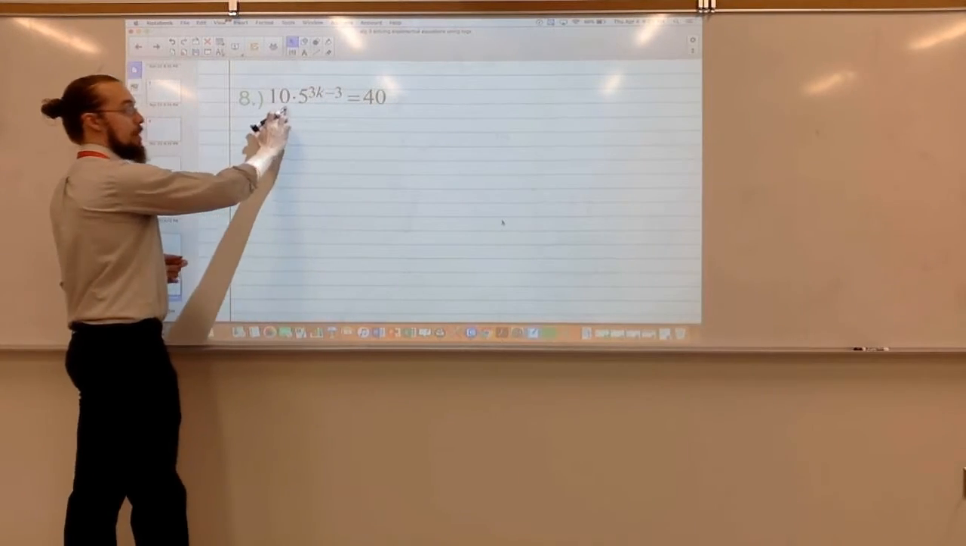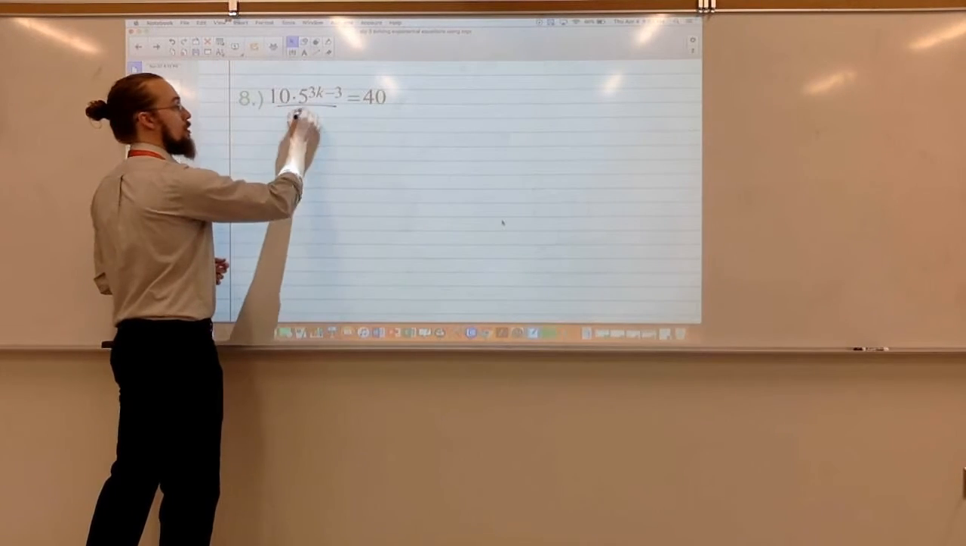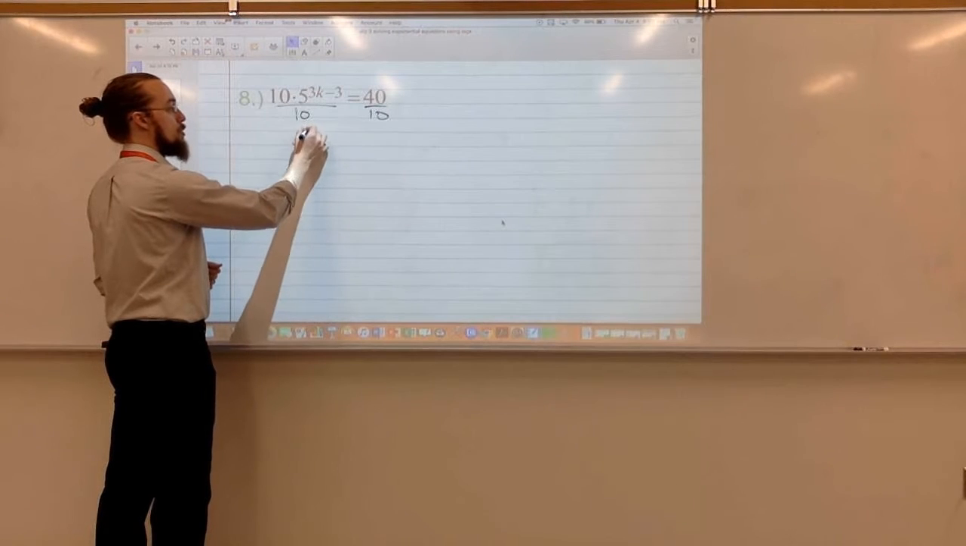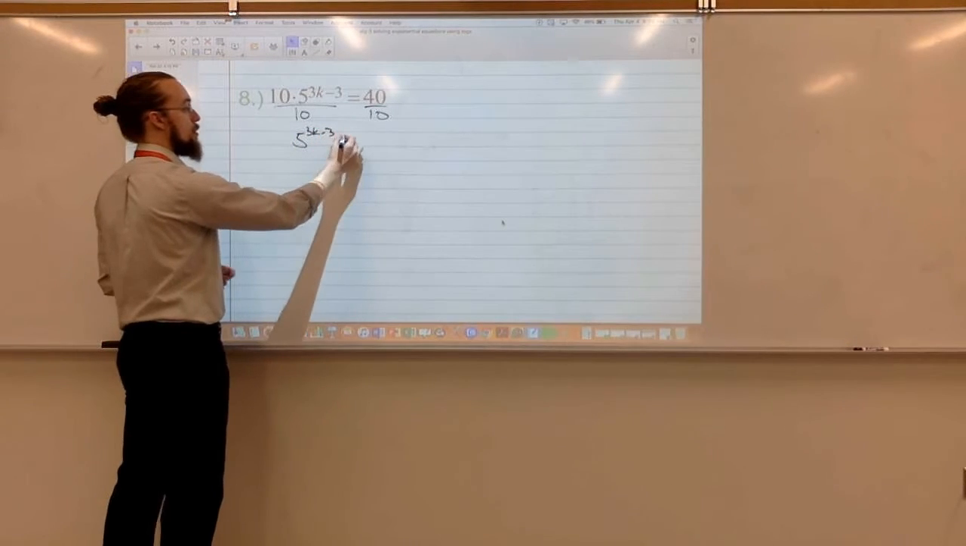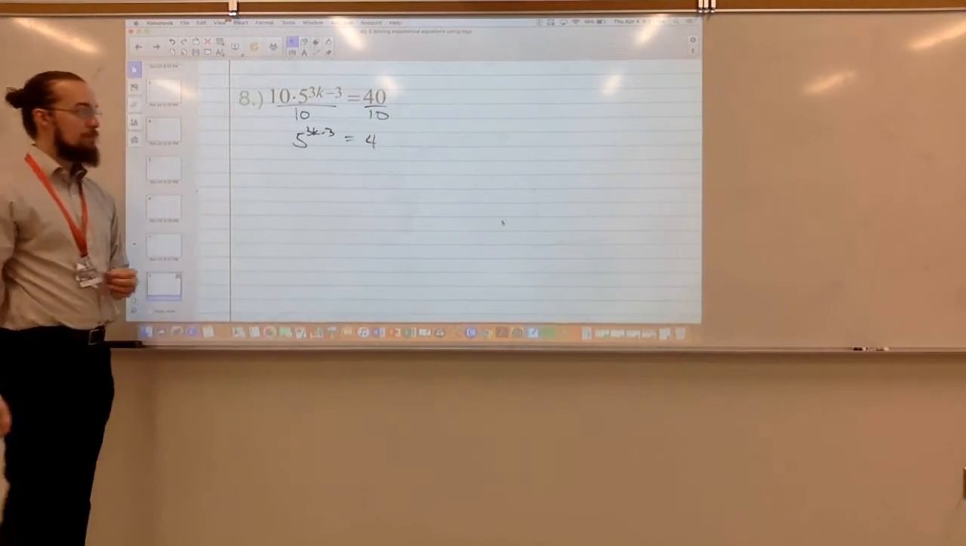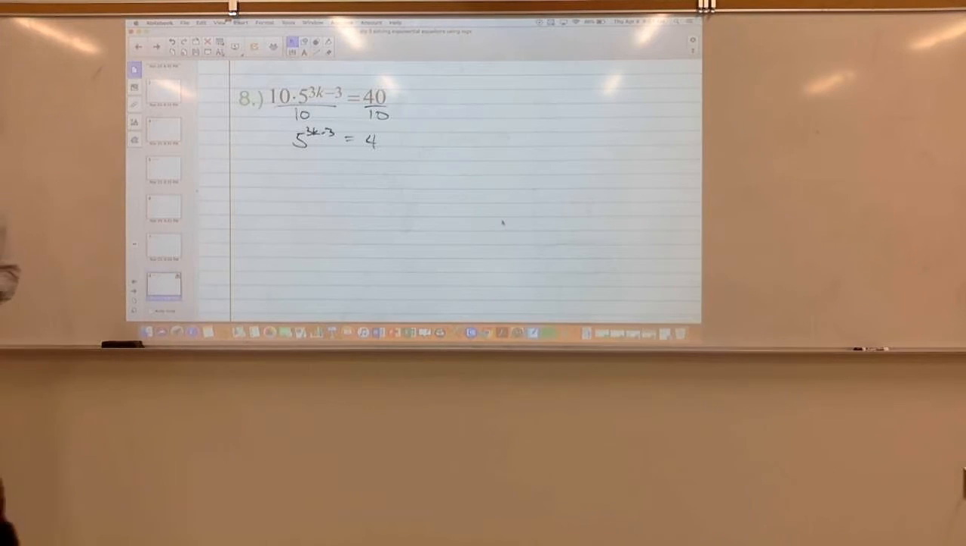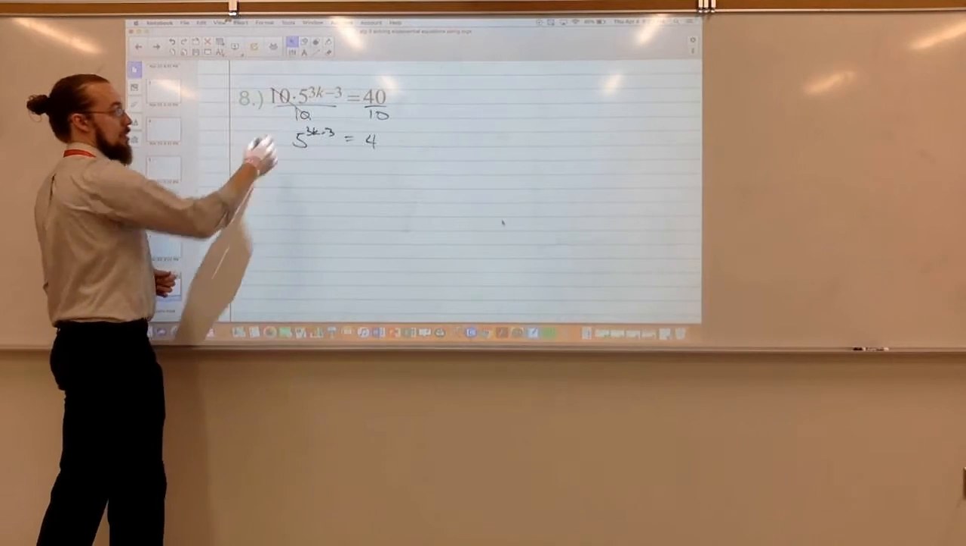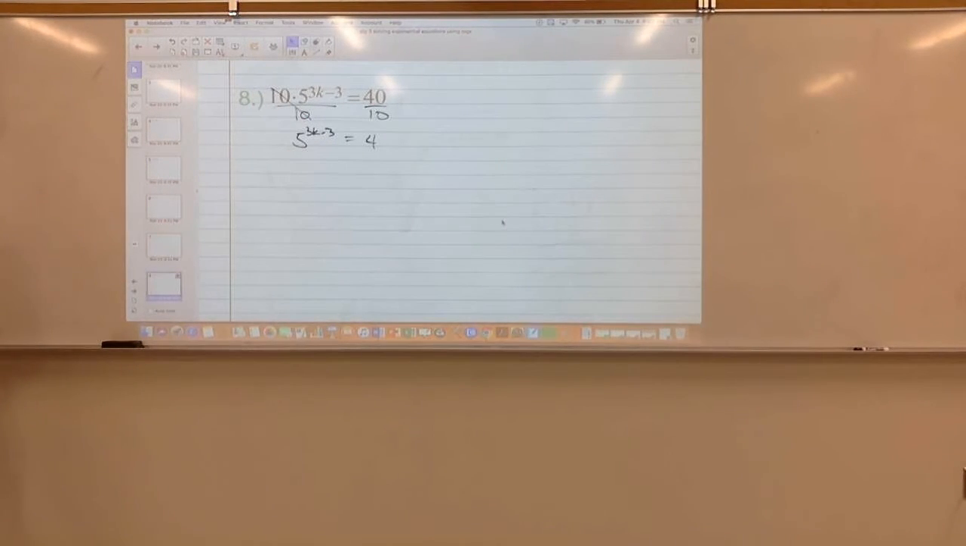Divide both sides by 10, right? Because I'm multiplying, so to undo that, I would divide. So we get 5 to the 3k minus 3 power equals 4. Why isn't it 5 with that? Because you're just dividing 10. And that's what division is.